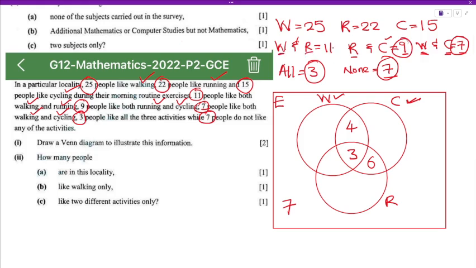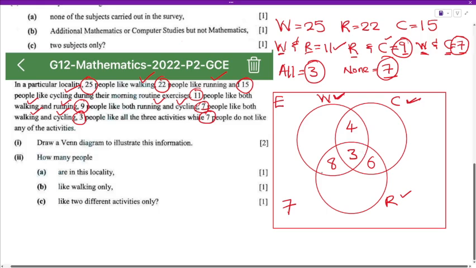Walking and running, the total should be 11. Walking is here, running is here. We already have a 3, so meaning we're going to have what here? Is that 8? 8, 9, 10, 11. Yeah, 8 there, so that when you add here, you get an 11. What else? The outer parts. What are the outer parts telling us?